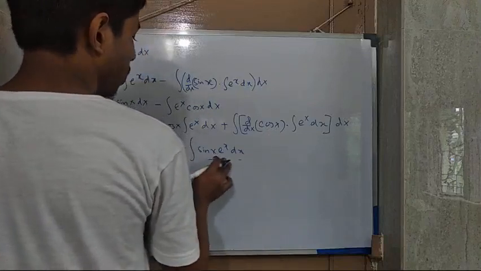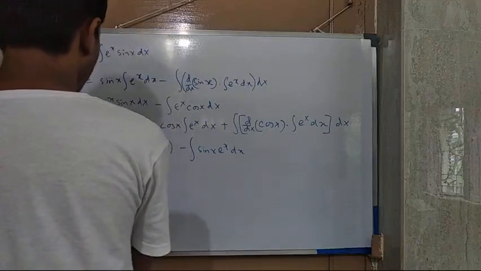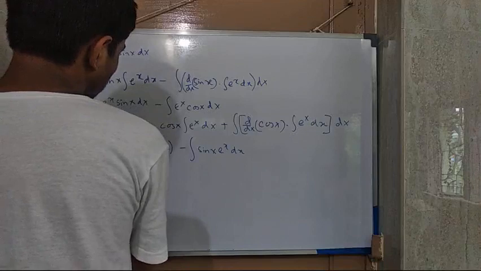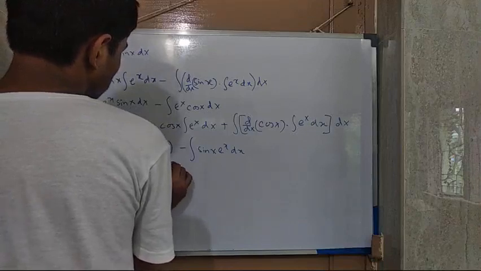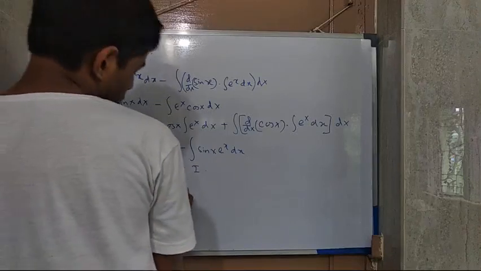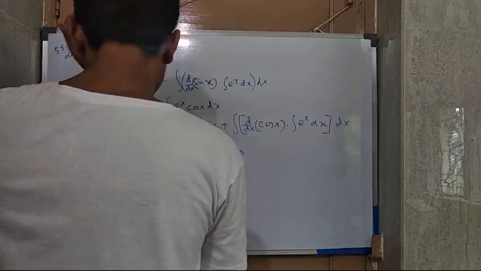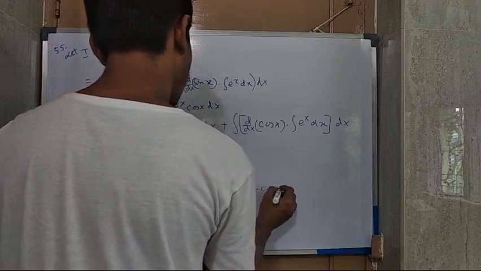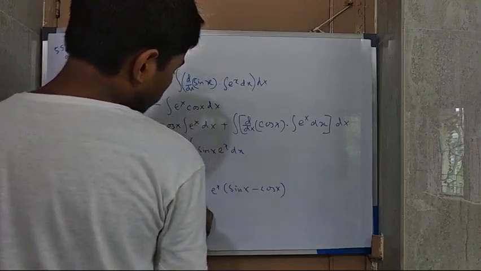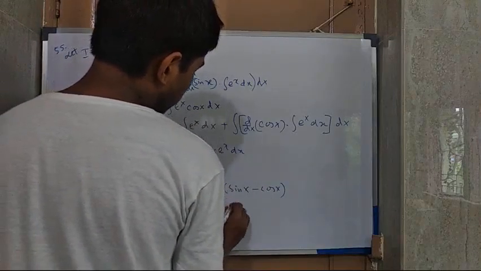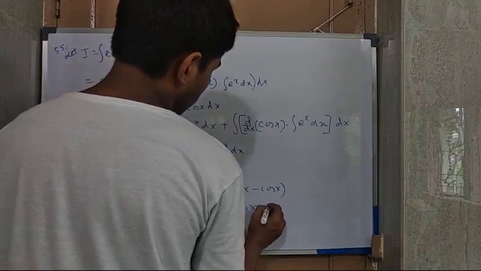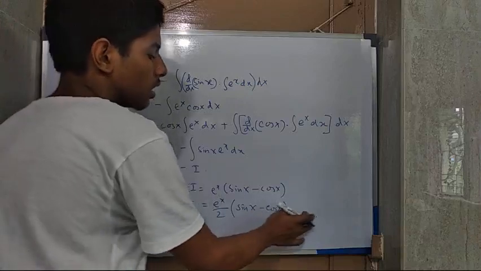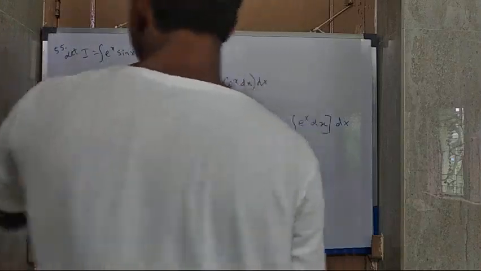So this is again our I. So it can be written as e to the power x times sin x minus cos x minus I. So 2I is equal to e to the power x times sin x minus cos x, which implies I is equal to e to the power x by 2 times sin x minus cos x plus c. So this is the answer for our 55th question.